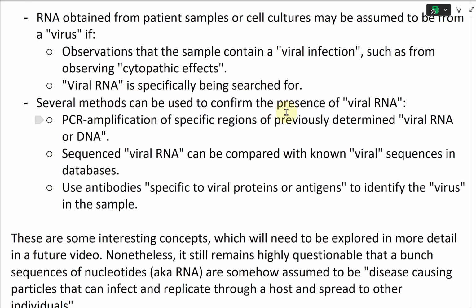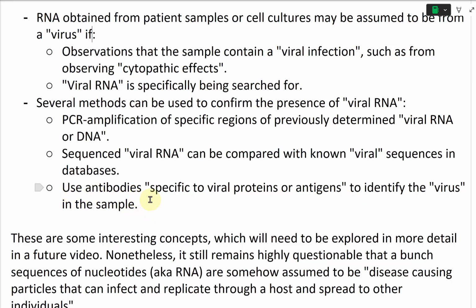Several methods can be used to confirm the presence of quote viral RNA. So PCR amplification of specific regions of previously determined viral RNA or DNA. And then sequenced viral RNA can be compared with known quote viral sequences in databases. And then use antibodies, quote, specific to viral proteins or antigens to identify the quote virus in the sample.